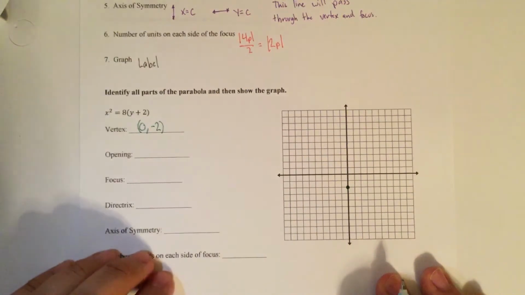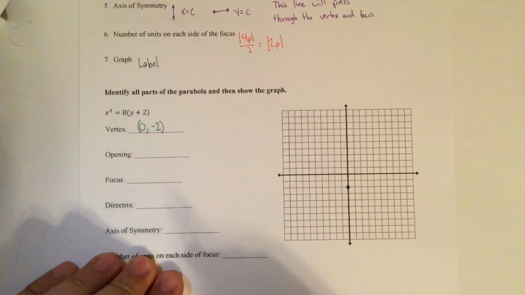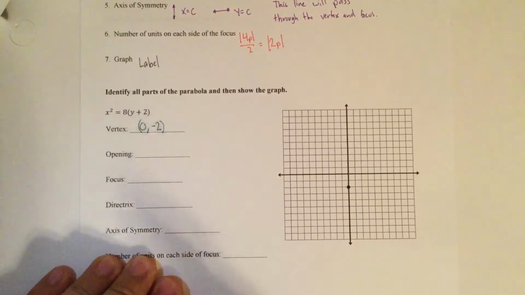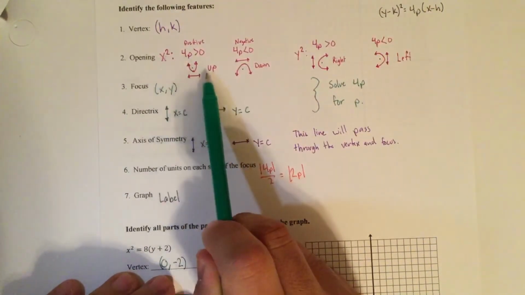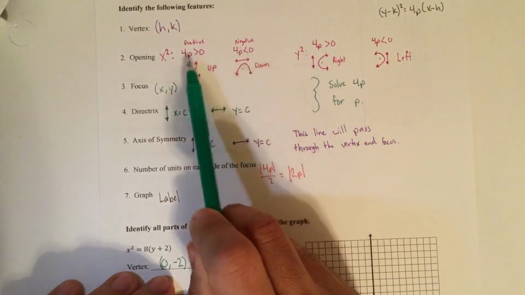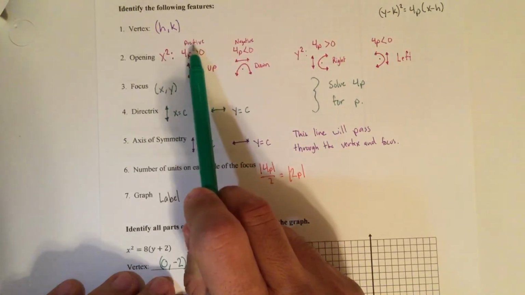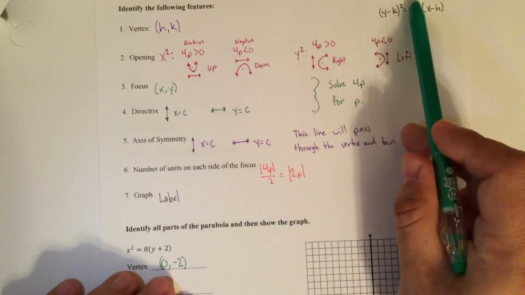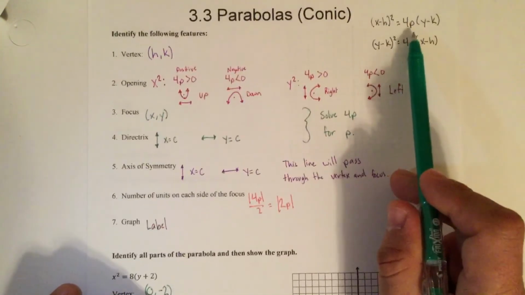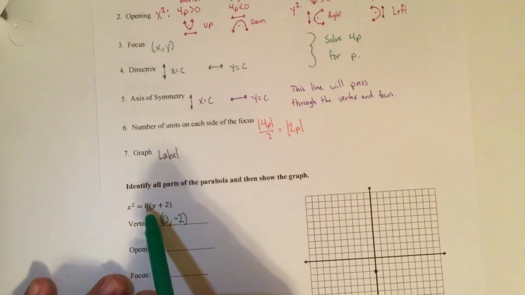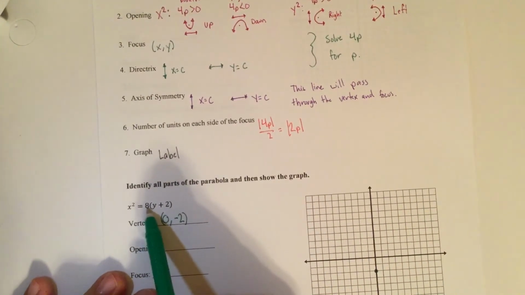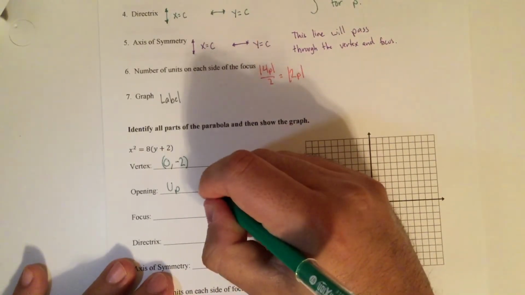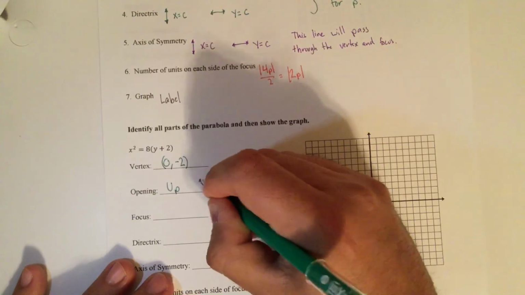Now for my opening, what I'm going to check is which term is squared. Is it x or y? So in this case I see it's x squared. So if x is squared, then my two possibilities are going to be up or down. And once again, we're looking at 4p. If that 4p value is positive, it opens up. If 4p is negative, it opens down. And once again, that's where 4p is located. So right here, 4p is right there. So in this case, our 4p is a positive 8, which means my graph opens up. Now, I'm also going to draw a little sketch here, and I'll show you in a moment why I'm drawing this sketch.